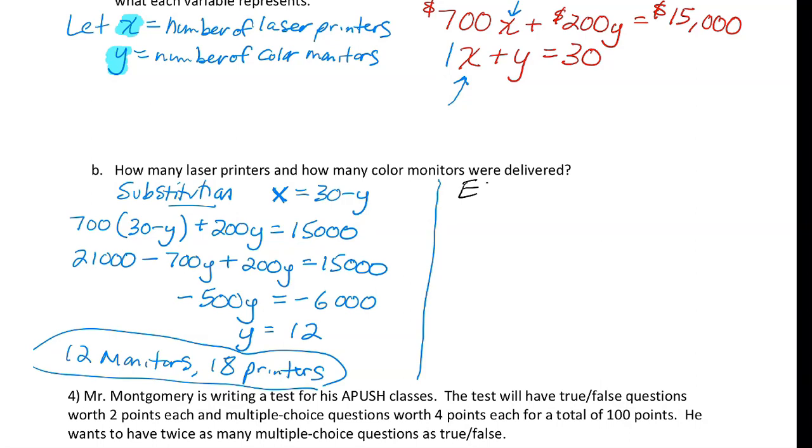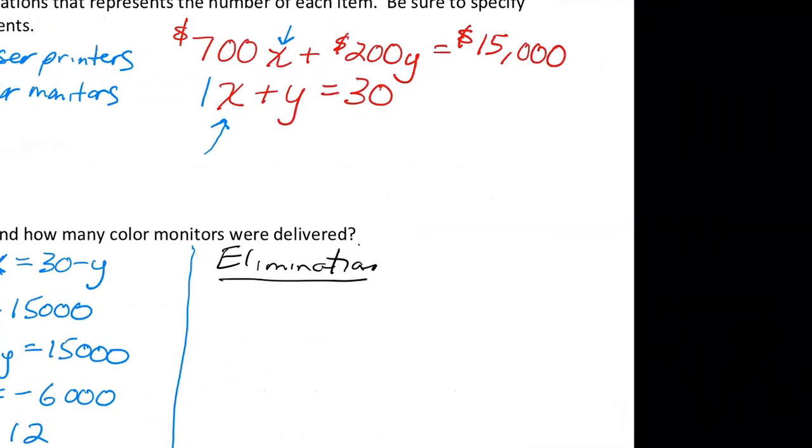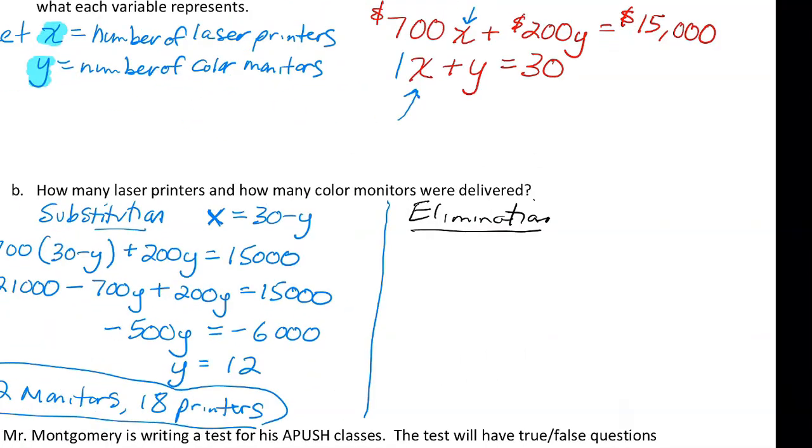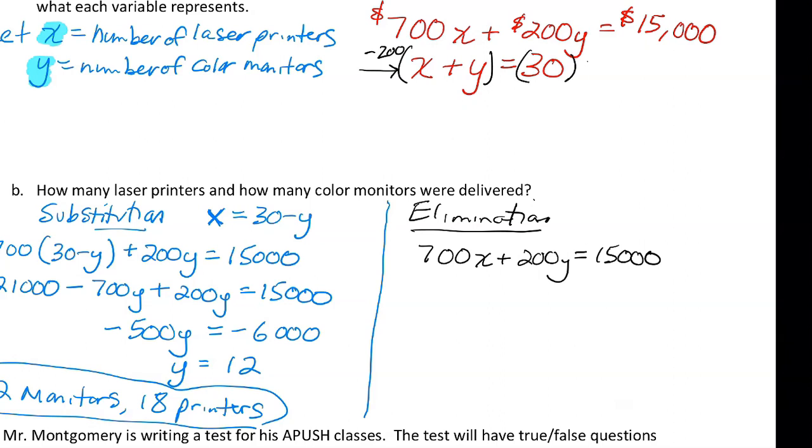If we use the elimination method, it would look like this. So the elimination method, we would have maybe this bottom equation, multiply that bottom equation by negative 200. So I'm going to keep the top equation exactly the same, but the bottom equation I'm going to multiply by negative 200. Both sides, negative 200. So that would be negative 200x minus 200y equals negative 6,000.